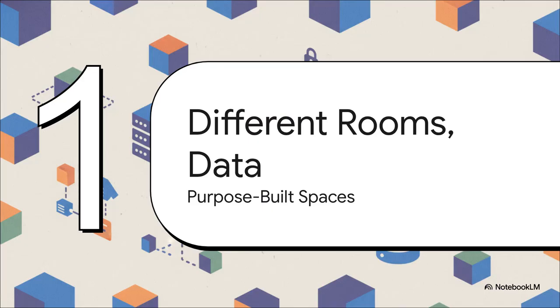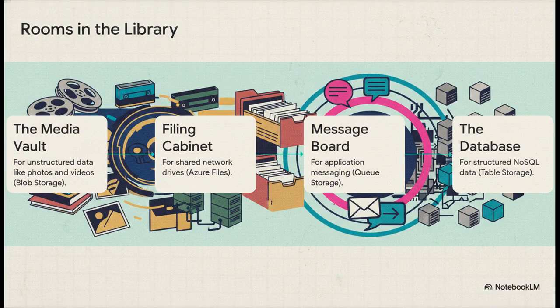Now, you might think a place this big would be a chaotic mess, but it's the exact opposite. It's incredibly organized. Inside this giant data library, there are different rooms, each one specially designed for a specific kind of data. Let's do a quick tour, okay? First, you've got the Media Vault, which is perfect for unstructured things like photos and videos. Then there's the Digital Filing Cabinet, which works just like a shared network drive for your team. You also have a message board, which apps use to leave reliable messages for each other. And finally, there's a highly structured database room for your NoSQL data, a perfect spot for everything.